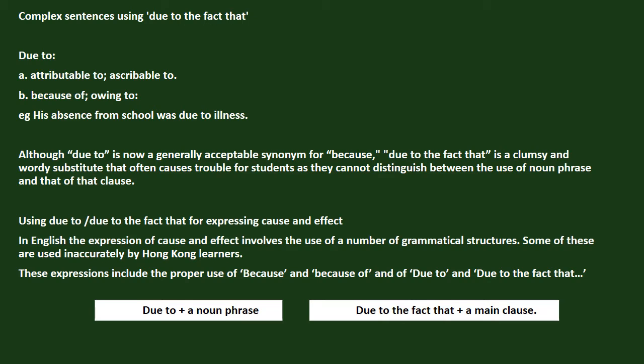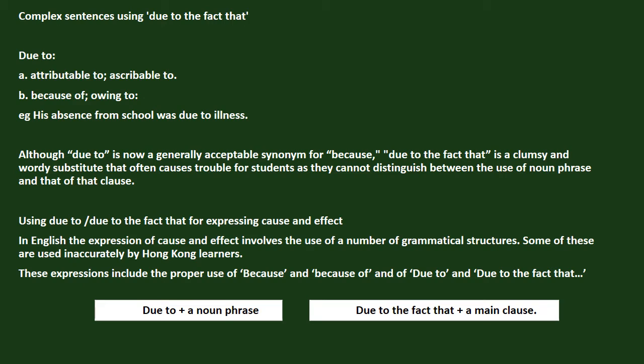And although due to is now a generally accepted synonym for because, due to the fact that is a clumsy and wordy substitute that often causes troubles for students as they cannot distinguish between the use of noun phrase and that of that clause. So using due to or due to the fact that for expressing cause and effect.